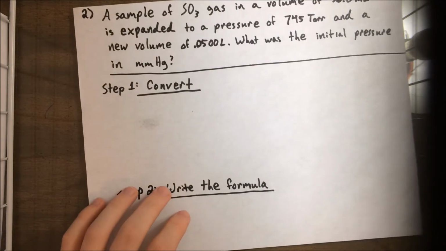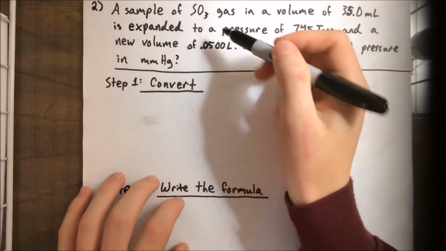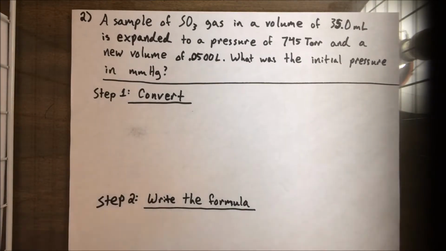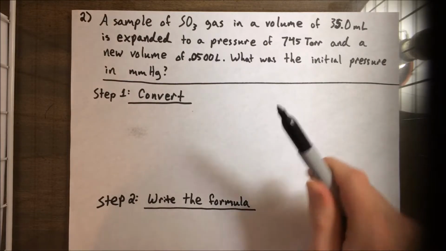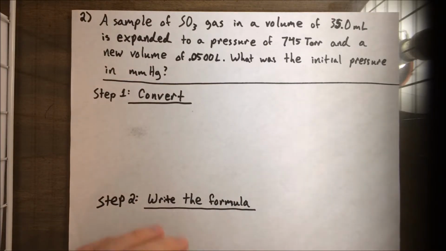In this example, we have a sample of SO3 gas and a volume of 35.0 milliliters, and it's expanded to a pressure of 745 torr, which is another measurement of pressure, and a new volume of 0.0500 liters. What was the initial pressure in millimeters of mercury?